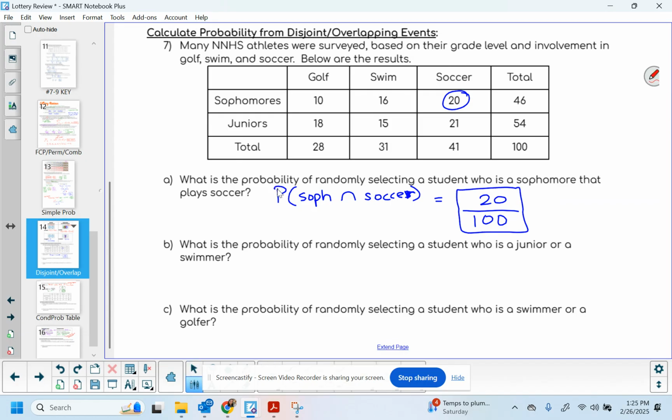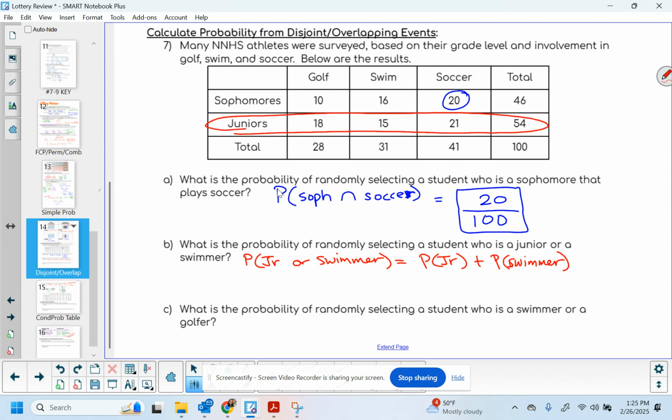Okay. For part B, what is the probability of selecting a junior or a swimmer? And I like to write the words out. I think that's really helpful. So it could be a junior plus the probability of someone who swims, but do they overlap? So my juniors are right here and my swimmers are right here, and they do overlap. So I do need to take away the juniors intersecting with the swimmers because otherwise I'm counting them twice.